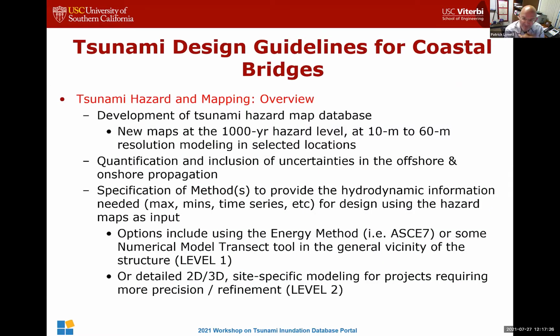Hazard and mapping overview. So what did we do? We created a tsunami hazard map database, and these maps are at the 1,000-year hazard level, really 975. There are going to be two major classes of inundation modeling. One set of results at the 10-meter resolution, so this is horizontal spacing at 10 meters, and another group at 60-meter resolution. The other main piece of this hazard and mapping effort was the quantification and inclusion of uncertainties, and that made its way indirectly into the method that we came up with for the flow depth and the flow speed.